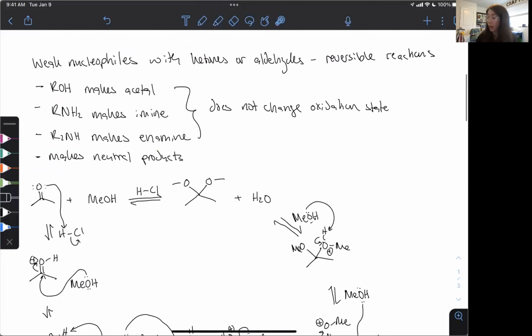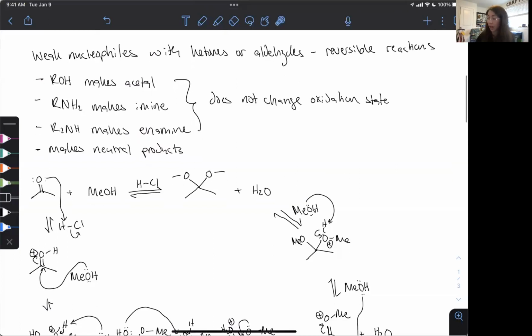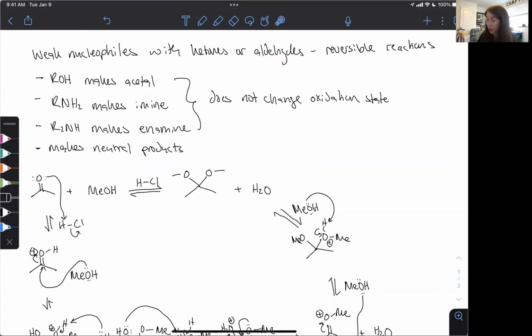Okay. And we're just going to be talking about ketones and aldehydes for this section. So make sure that we're focusing in on ketones and aldehydes specifically, because as we've seen, when we start talking about carboxylic acids with these weak nucleophiles, it's a totally different ballgame. But let's just look at the ketones and aldehydes first. So one thing that we want to keep in mind, with our reversible reactions, we're going to be making neutral products on both sides of our equilibrium arrows, okay?